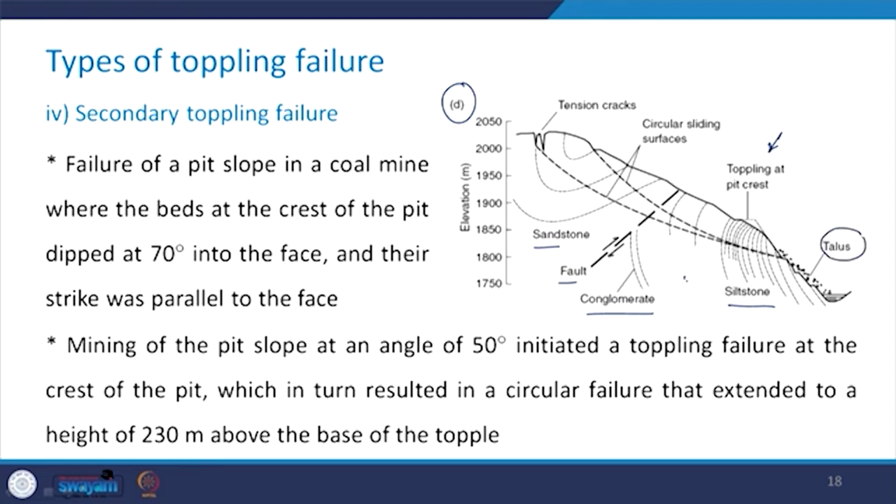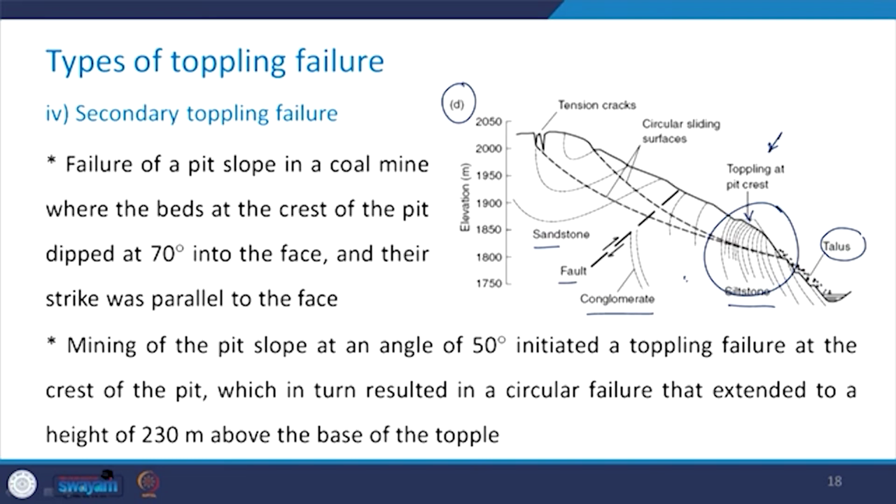here you have talus. So what happens is the failure of a pit slope in a coal mine, where the beds at the crest of the pit dipped at 70° into the face and their strike was parallel to the face here. Mining of the pit slope at an angle of 50° initiated a toppling failure at the crest of the pit, which is at this location, and this in turn resulted in a circular failure that extended to a height of 230 meter above the base of the topple.